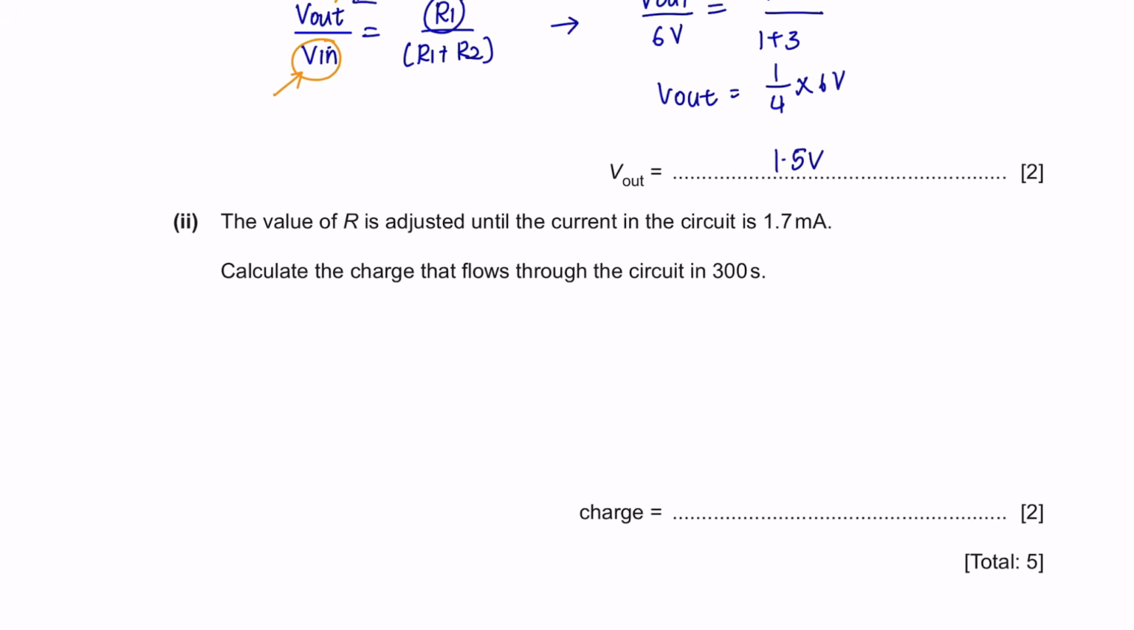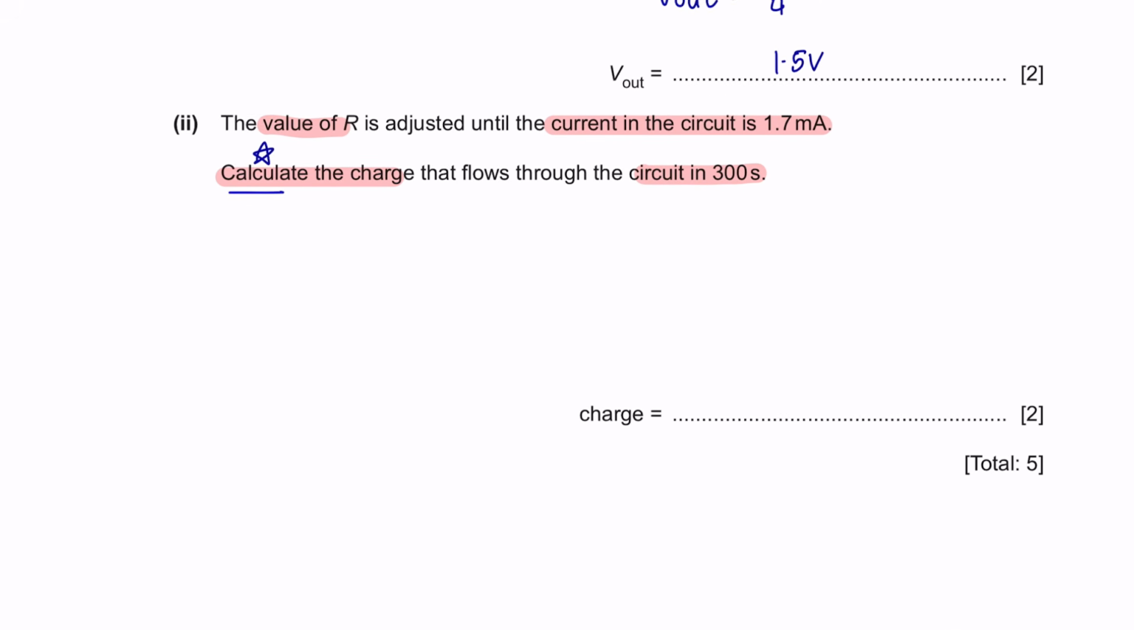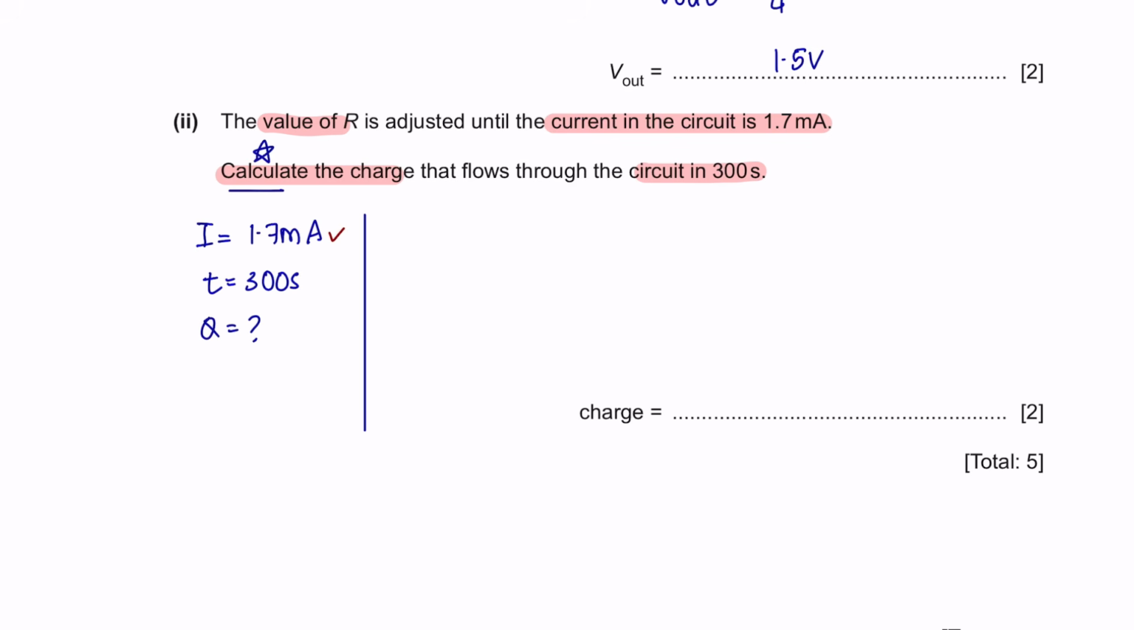Part 2. The value of R is adjusted until the current in the circuit is 1.7 milliamperes. Calculate the charge that flows through the circuit in 300 seconds. Whenever you are given a question to calculate, please list down all the information that you have in the question. You have the current and time and you're looking to find charge. There is a formula related to this which is Q equals I times T. This is pretty straightforward. We're just going to substitute the values into our formula.